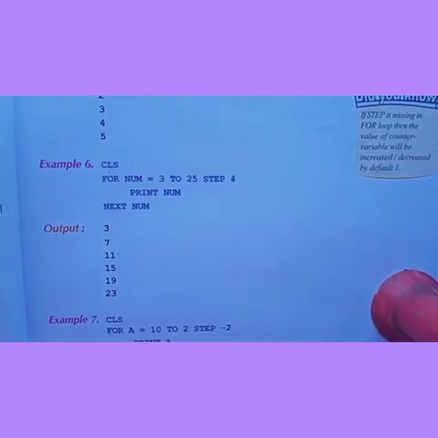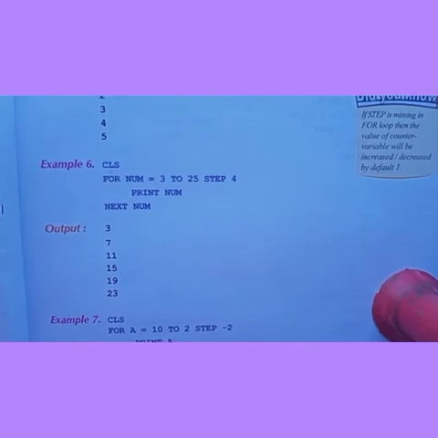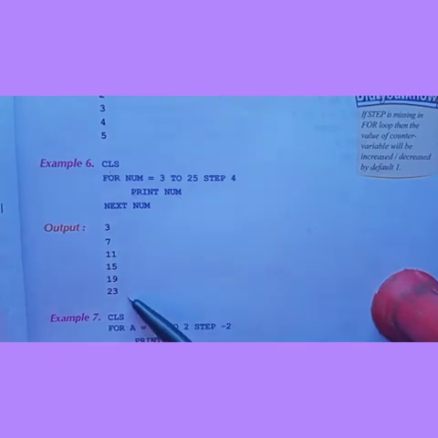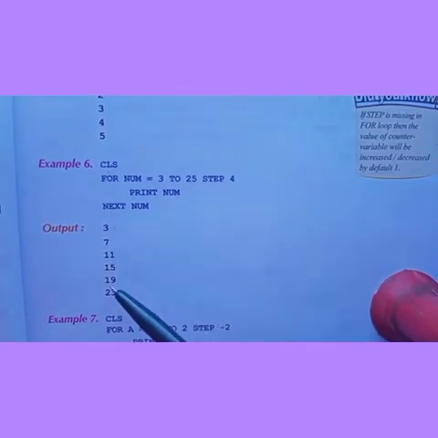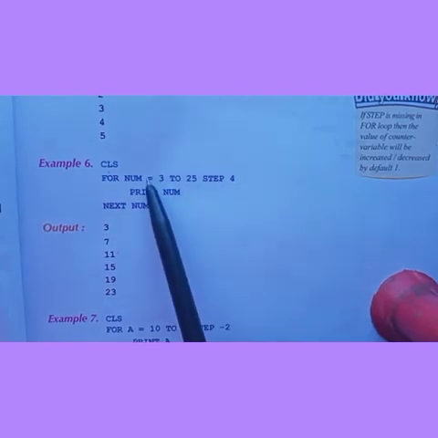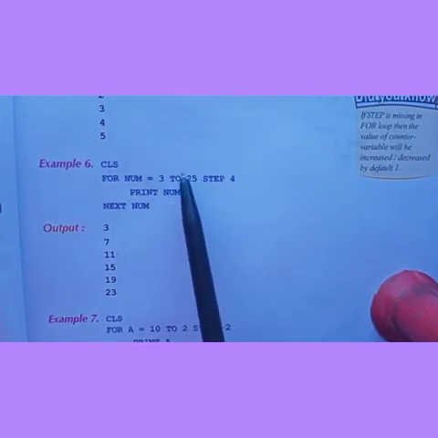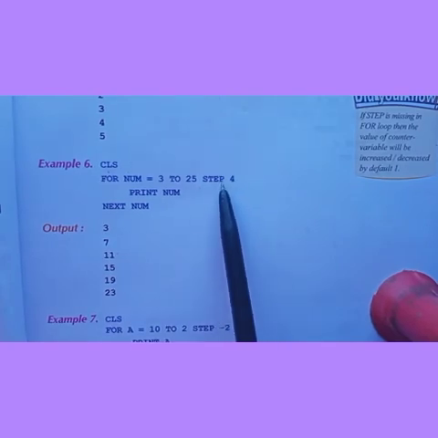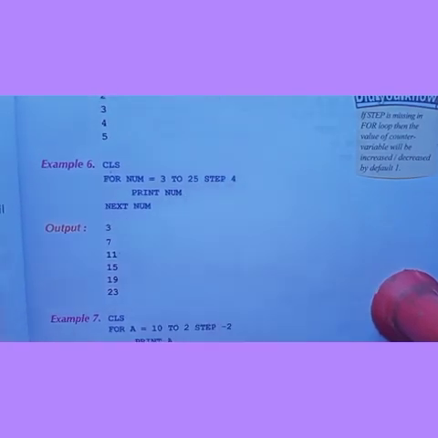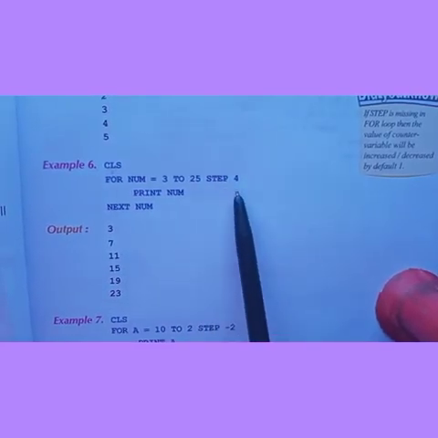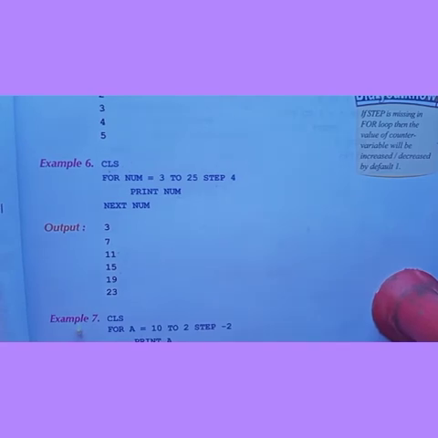This is increasing order. If we wish, we can reverse this. I can make it from 25 to 3 also. When I want to make it 25 to 3, here I need to change my values. I will make 25 over here, 3 over here, and in the step I will write -4, because now we are printing in decreasing order, therefore the step value will become -4.